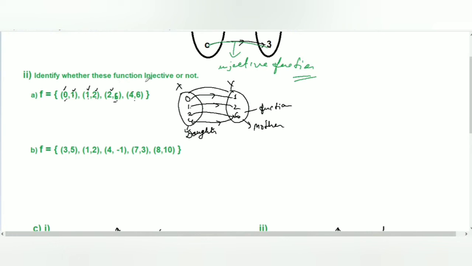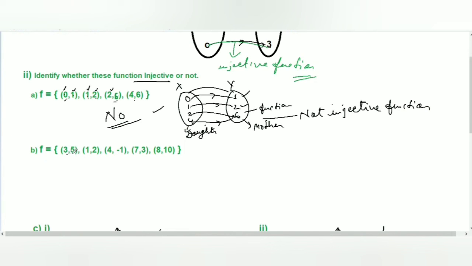But the question here is to identify whether it is an injective function or not. So 1 is taking 1 injection, which is good. 2 is taking 1 injection, correct. But 6 is taking more than 1 injection. So this is not an injective function. Okay, now try to do the second part of the question as well. The answer for the first is no. This is not an injective function.